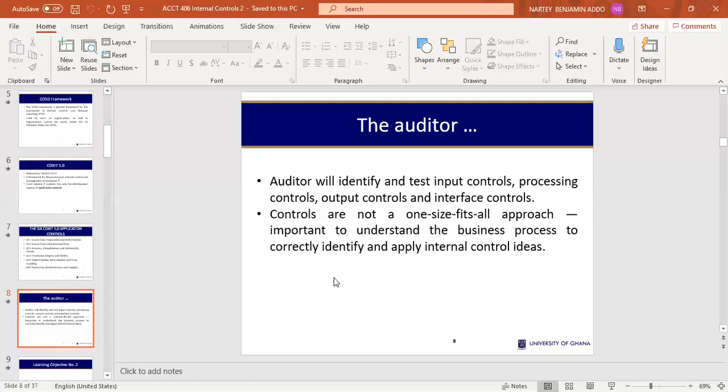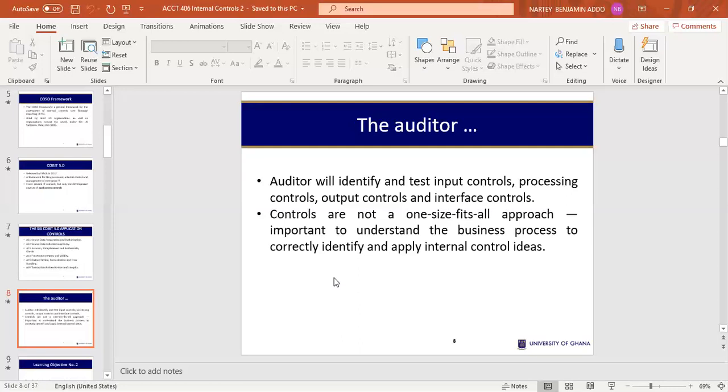And then the processing of information, that is the manufacturing operations. Again, there must be controls. The controls in the manufacturing operations will be different from the controls in the input logistics stage. Then we also have the output logistics, where we sell finished products to our customers. The controls at this stage will also be different.